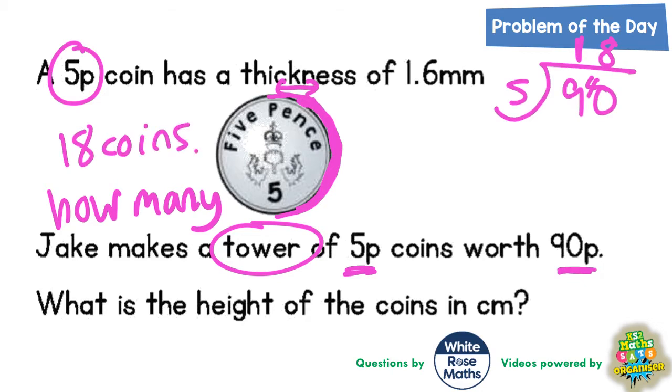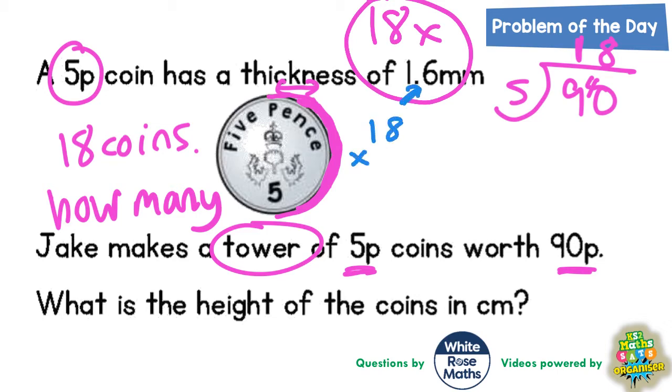Now that we know she's using 18 coins, we can work out the height of the tower, because it's going to be 18 times this 1.6, because every coin is 1.6 millimeters thick. She's got 18 of them. So that's 18 lots of 1.6. Now the easiest thing to do is to take this decimal point out and do 18 lots of 16, and then we can put the decimal point back in a minute.